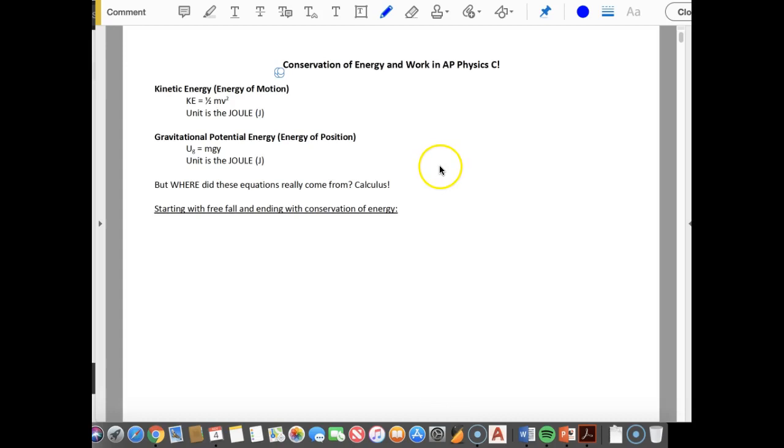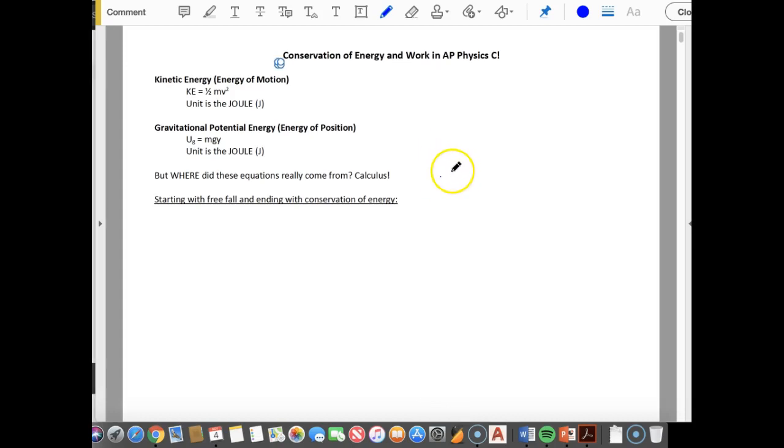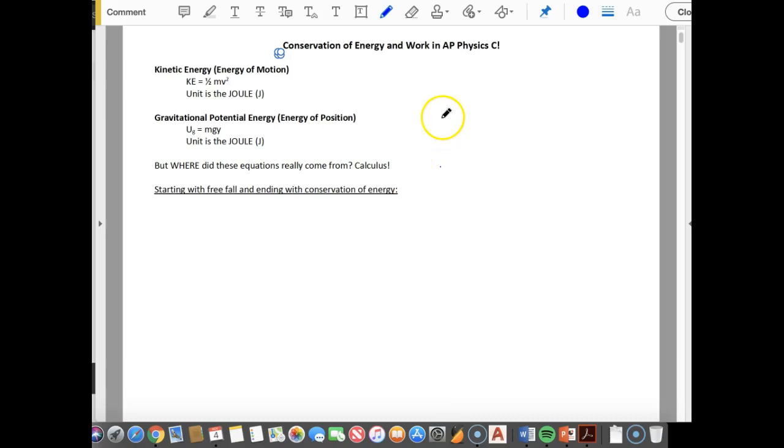So we want to know, where exactly did this come from? And I think that's really the big thing that AP Physics C does, is you'll go beyond just seeing the equations, but you actually kind of know where they come from. So we're going to start with free fall, and we're going to end with conservation of energy.